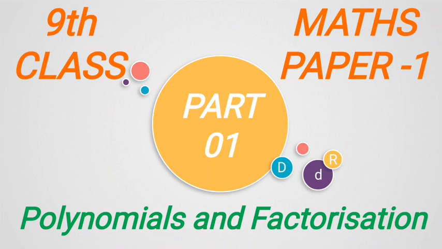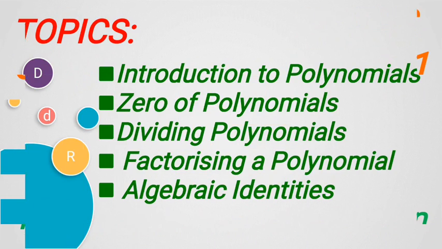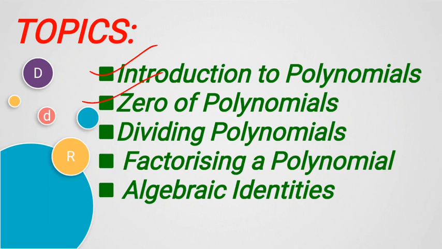Today we are going to learn a chapter from 9th class Maths paper 1, which is polynomials and factorization. In this chapter there are total 5 topics. The first topic is introduction to polynomials, second topic is zero of polynomials, third topic is dividing polynomials, fourth topic is factorizing a polynomial, and fifth topic algebraic identities. So in this video we are going to learn introduction to polynomials and its related exercise, that is first exercise.